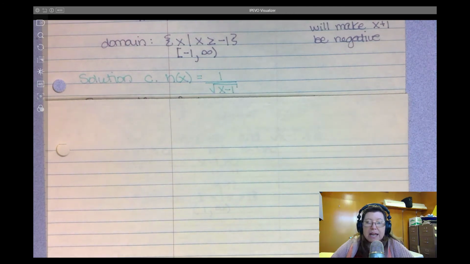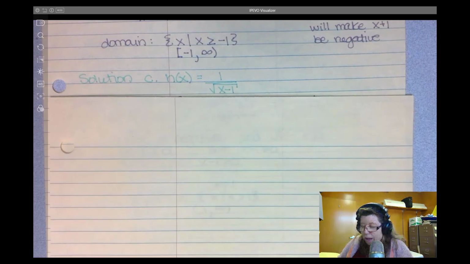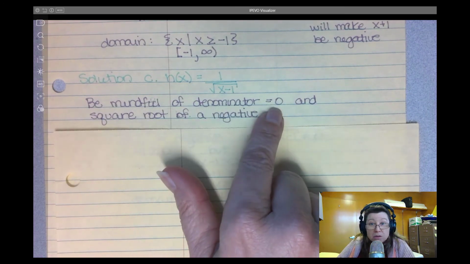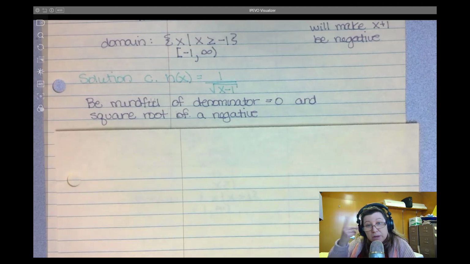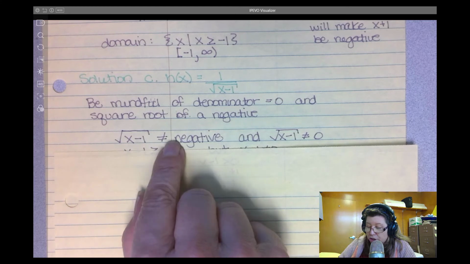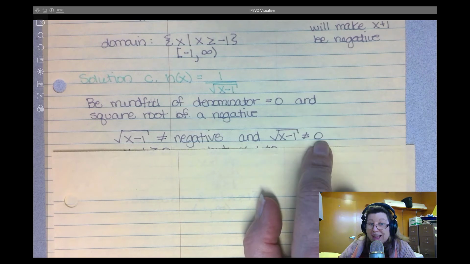All right, C. H of x equals 1 over the square root of x minus 1. Well, we not only have one problem, we've got two here. We're in a fraction, and the x is down in the denominator, and then on top of it, we've got a square root as well. So we want to be mindful that our denominator can't be 0, and the square root of a negative number is also in our heads to deal with. Now, our square root, this inside part, shouldn't be negative, and additionally, because it's down in the denominator, it shouldn't be equal to 0 either.